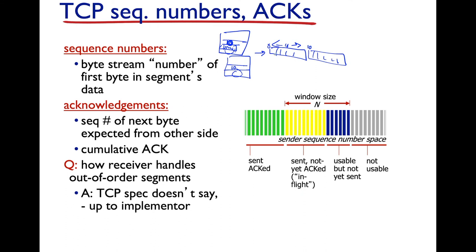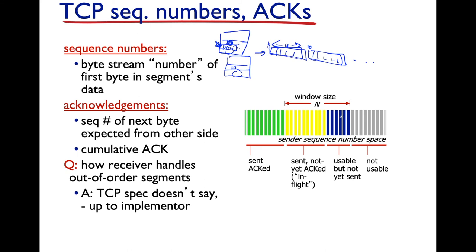tape, if you will, of the first 10 bytes, which is from the first packet, and the second 10 bytes, which is the second packet. And the sequence number just marks where in that contiguous stream the beginning of each payload data in the segment should be pasted in, so to speak.